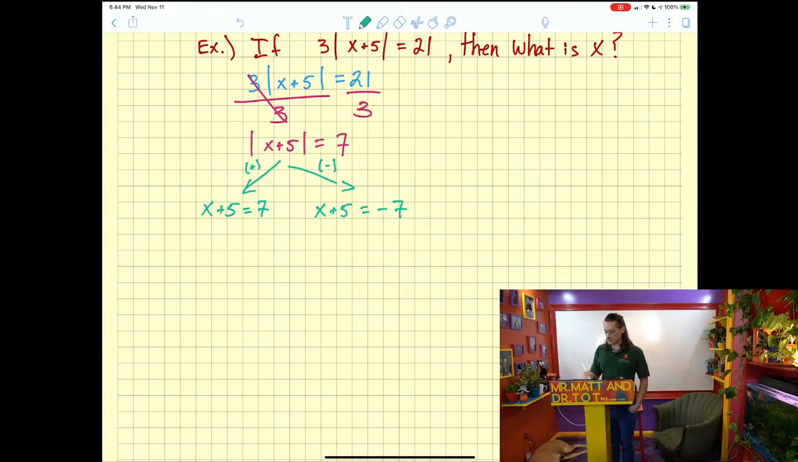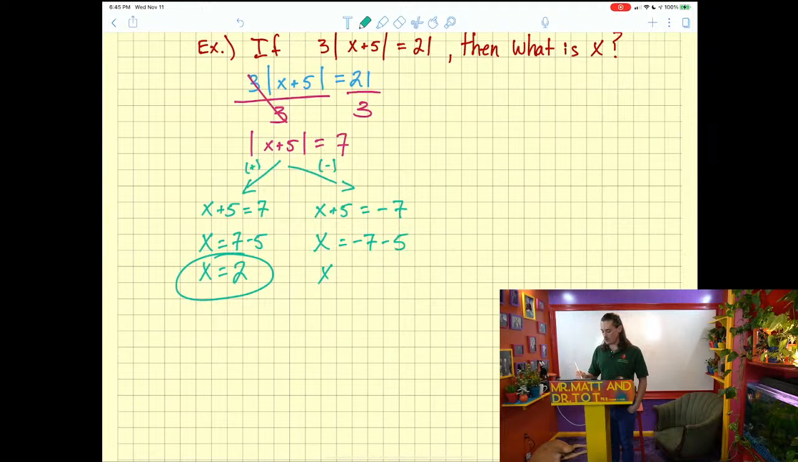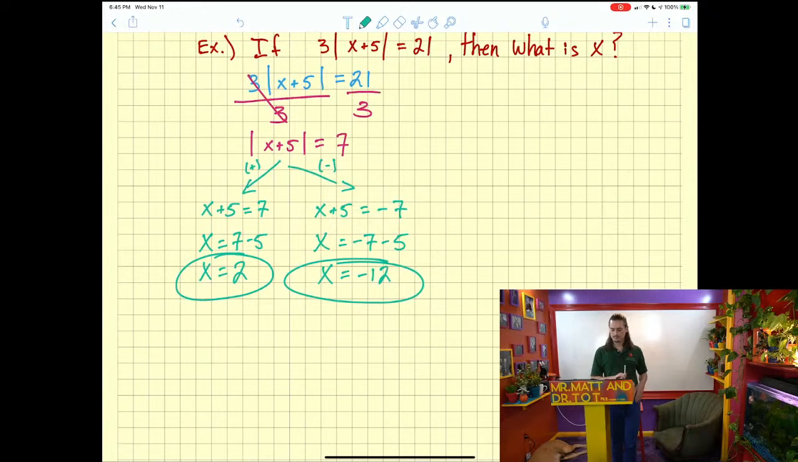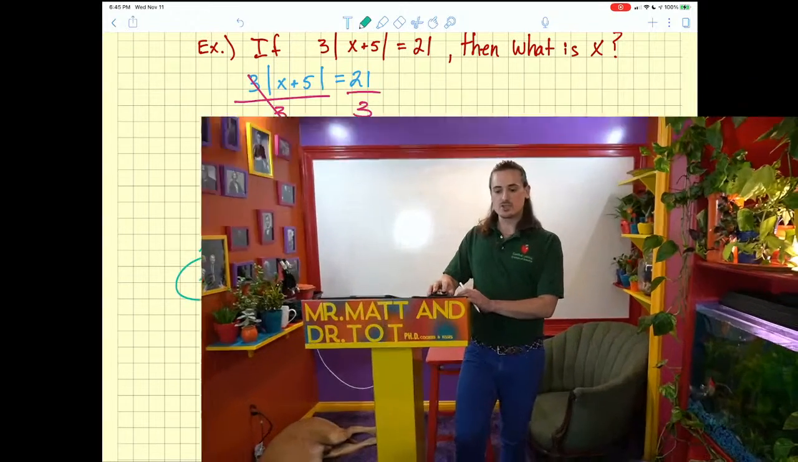So solving here, we're going to have x is equal to 7 minus 5. So x is going to be equal to positive 2. And x is going to be equal to negative 7 minus 5. So x is also equal to negative 12. So that's just a little introduction into solving equations with absolute value bars.